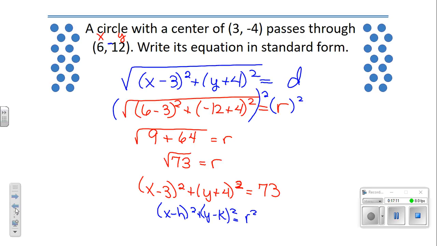So let's graph this. If we were at 3, negative 4: 1, 2, 3. The center is at 3, negative 4. Yep. You're probably using it from the origin. Yes. Center's at 3, negative 4, and our point on the circle is at 6, negative 12.